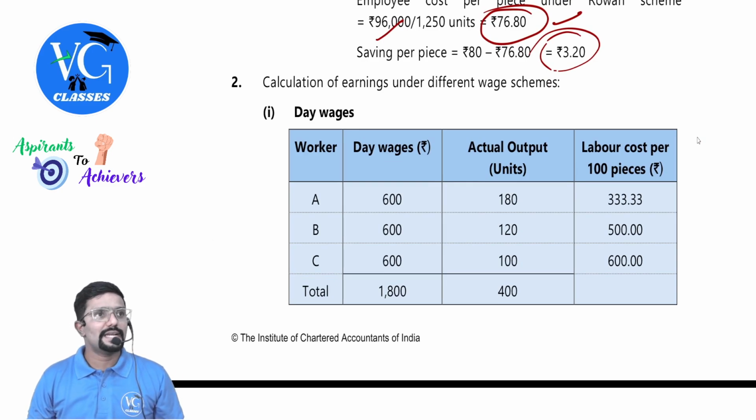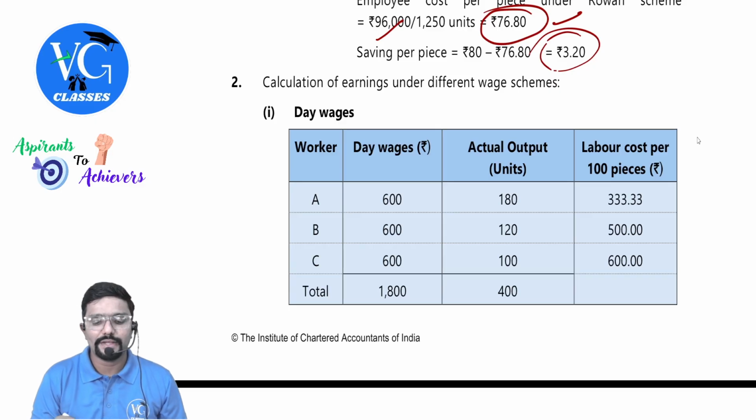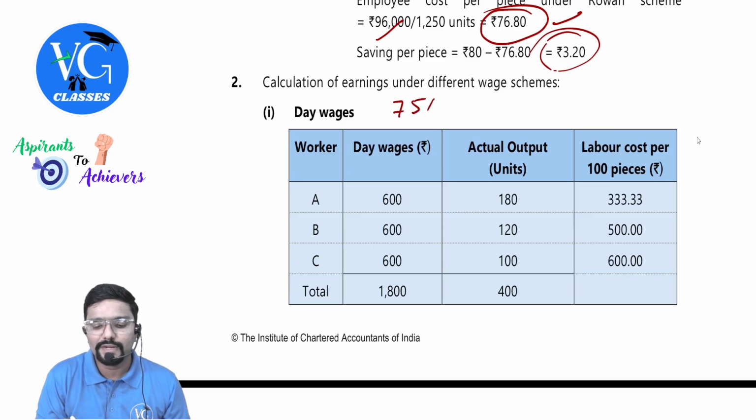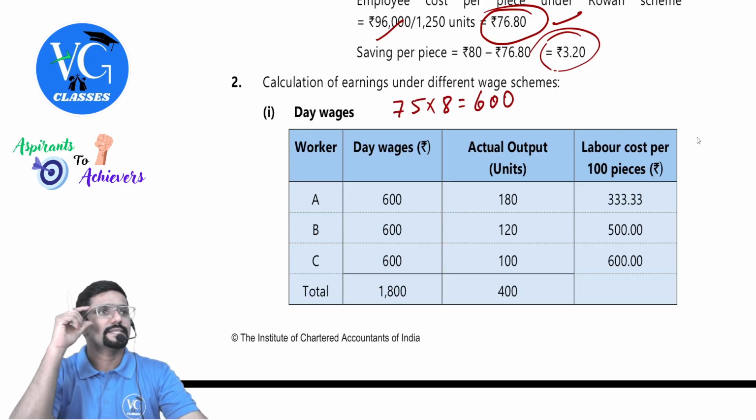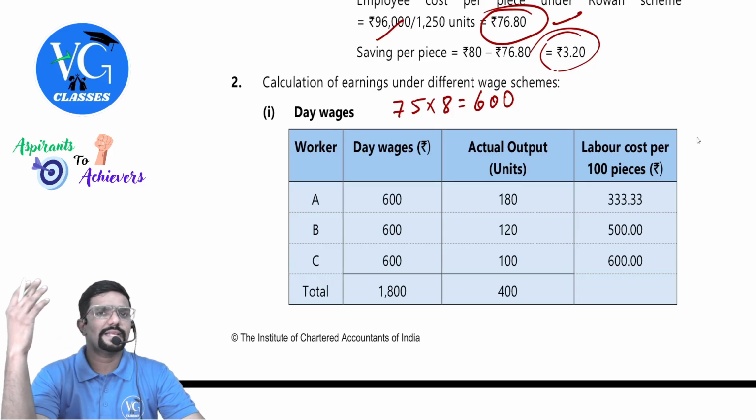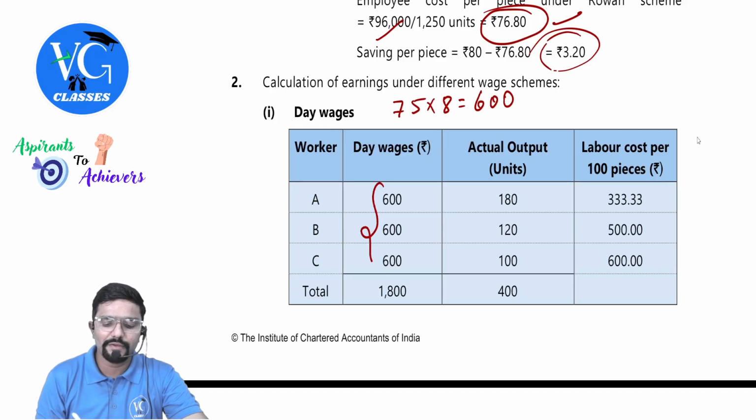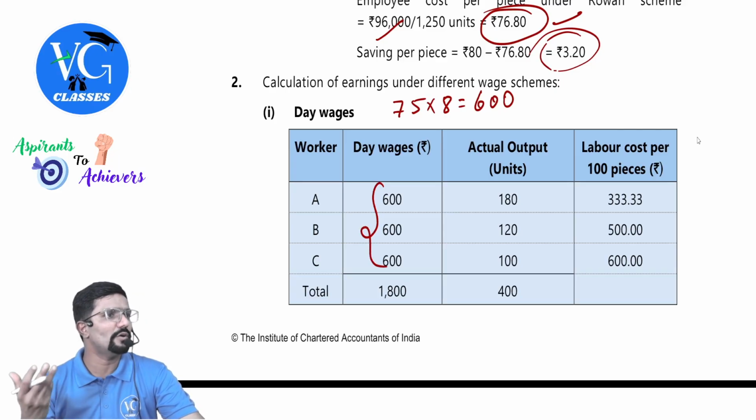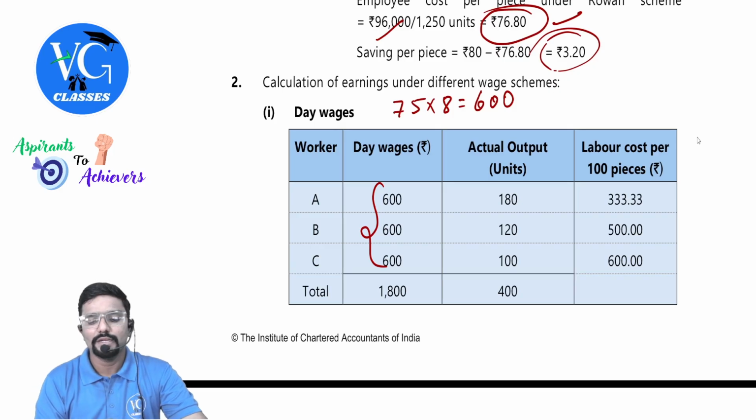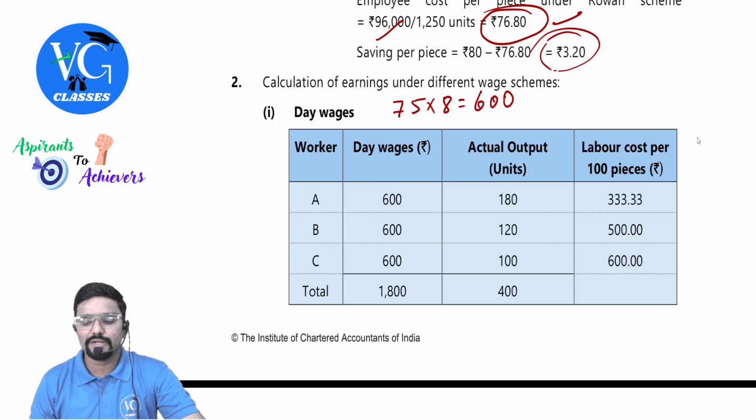First, day wages. What is the hourly pay? 75. How many working hours? 8 hours. How much will you get? 600. Better you show how you got the 600, not just write it. Now, how many units are they producing, each one of them? 180, 120, 100.